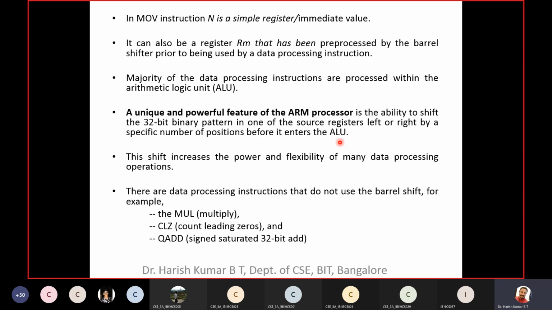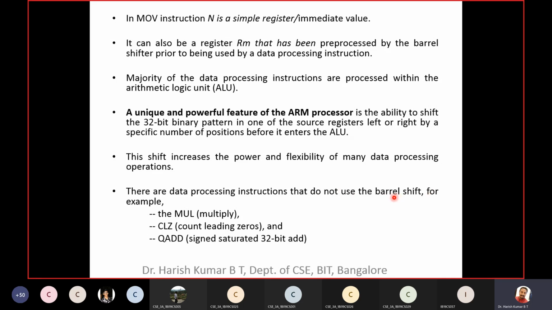So you can perform either a left shift or a right shift by the specified number of positions before the data gets into the ALU. This flexibility of the shift increases the power and flexibility of many data processing operations. You can use this barrel shifter facility even in the move instruction, but there are certain instructions that do not use the barrel shifter.